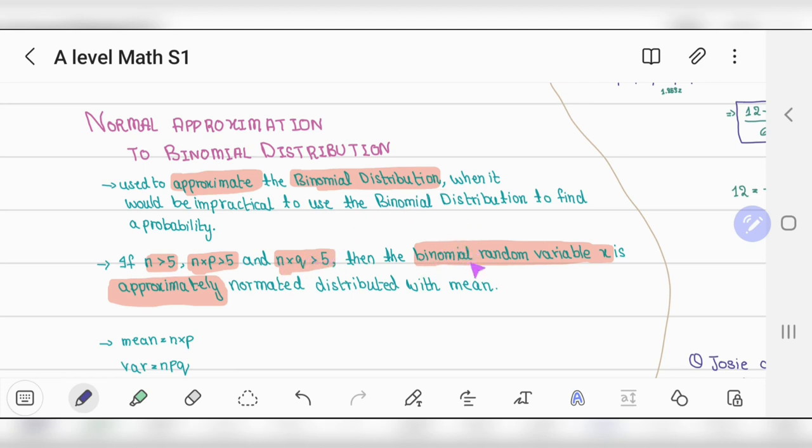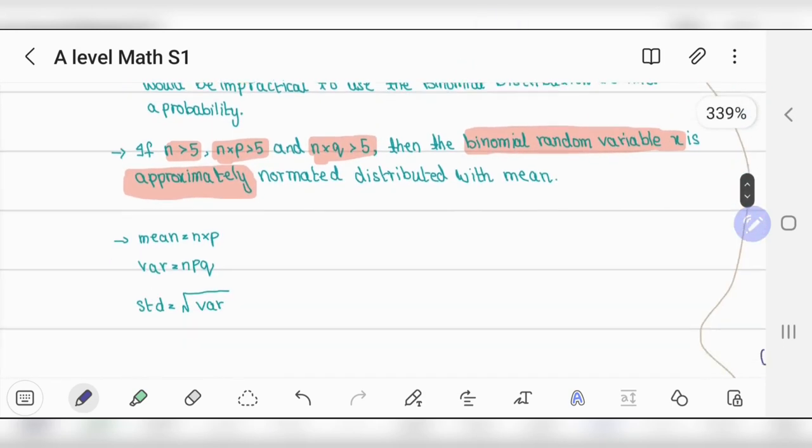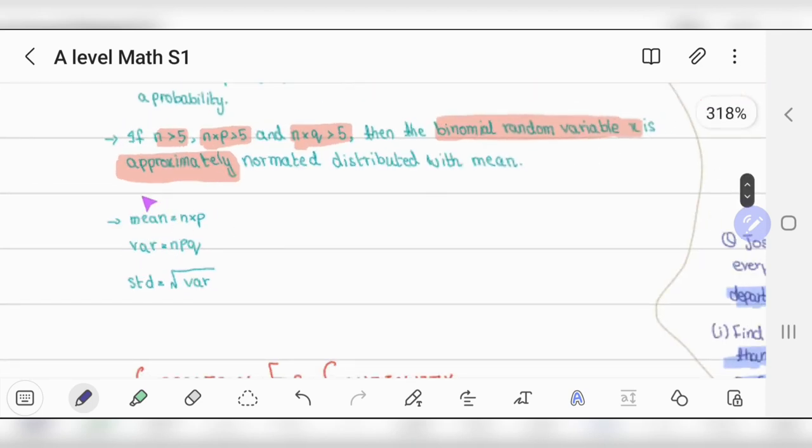Then the binomial random variable X is approximately normally distributed with mean np. So this is the mean, this is the variance, and this is the standard deviation. We all know that this is for the binomial, but you can use it whenever we try to make an approximation.